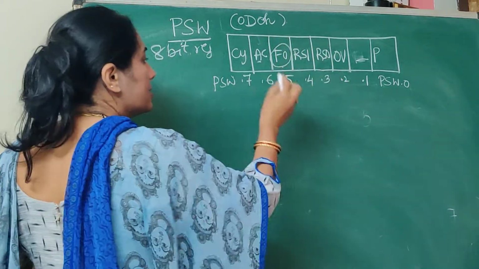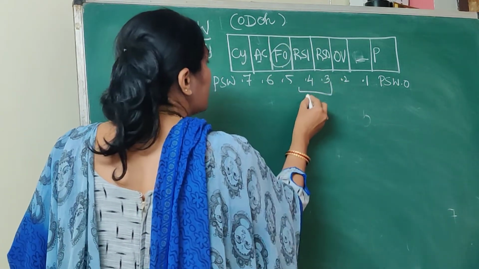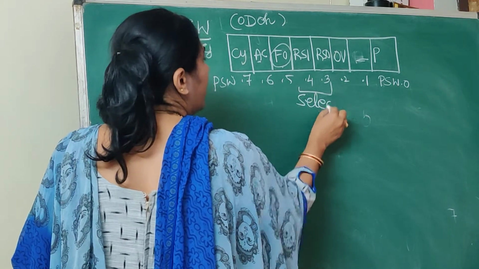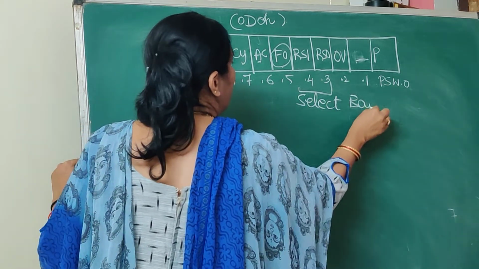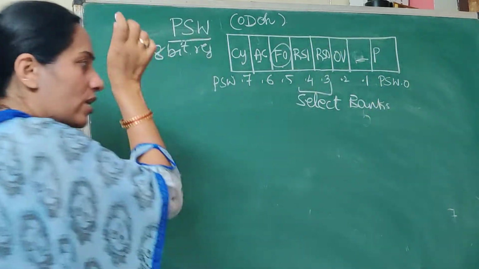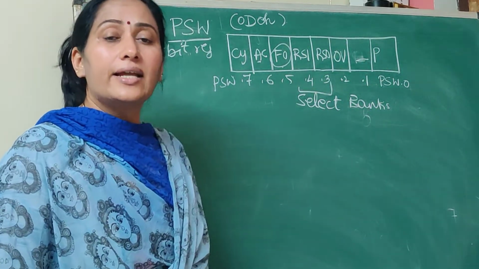RS1 and RS0, these are going to select the banks. These are going to help in selecting the banks. What is this? Selecting the banks.